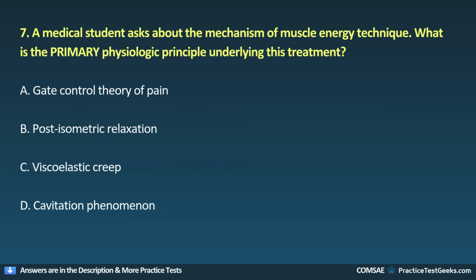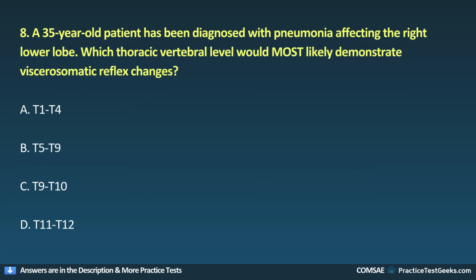7. A medical student asks about the mechanism of muscle energy technique. What is the primary physiologic principle underlying this treatment? A. Gate control theory of pain. B. Post-isometric relaxation. C. Viscoelastic creep. D. Cavitation phenomenon.